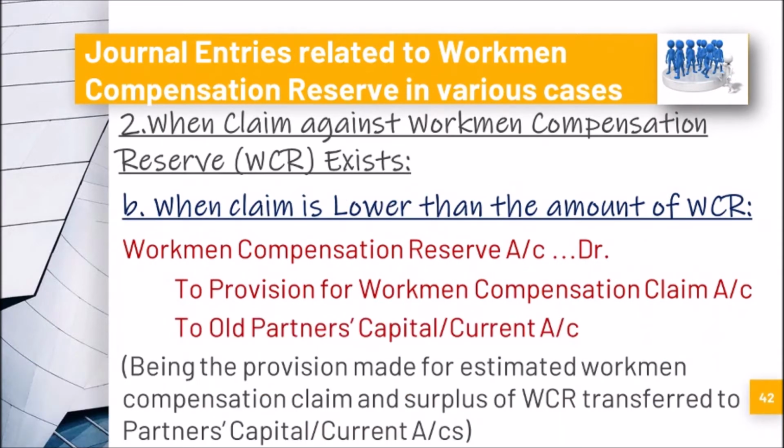Now let's move on. Case number 2, when a claim against workman compensation reserve exists, and possibility number 2, when the claim is lower than the amount of WCR. So in that case we are having the claim lower, so the remaining surplus will be distributed among the old partners, not all the partners. Understood? Workman compensation reserve account debit, to provision for workman compensation claim account, to old partners' capital or current account. Okay. Being the provision made for estimated workman compensation claim and surplus of WCR transferred to partners' capital or current accounts. Now let's move on.